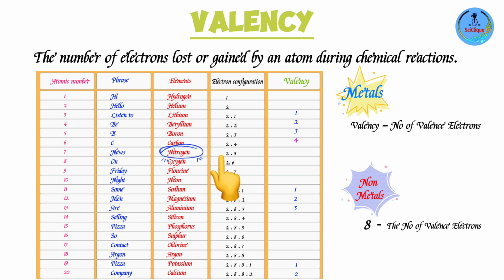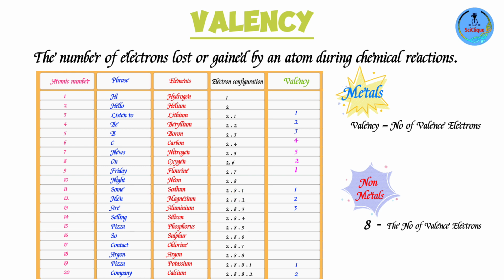Nitrogen has 5 valence electrons. So 8 minus 5 gives us 3 as its valency. Oxygen has 6. So 8 minus 6 gives us 2. So the valency of oxygen is 2. Fluorine has 7. So 8 minus 7 gives us 1.